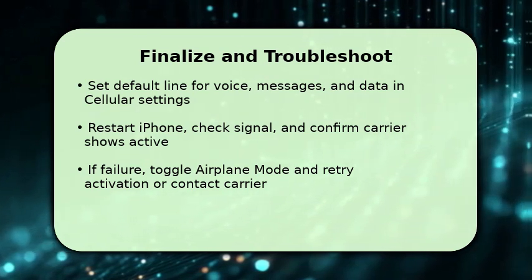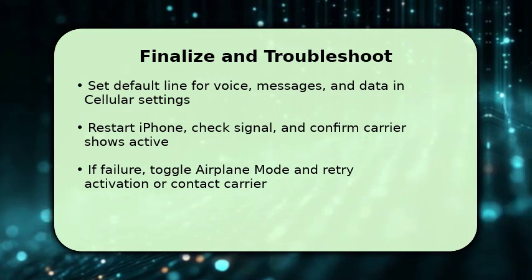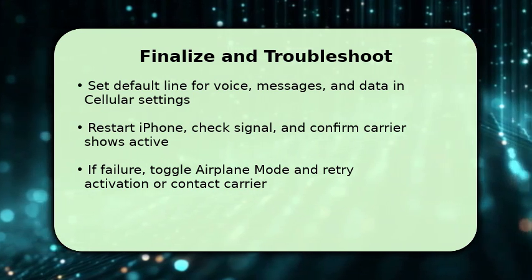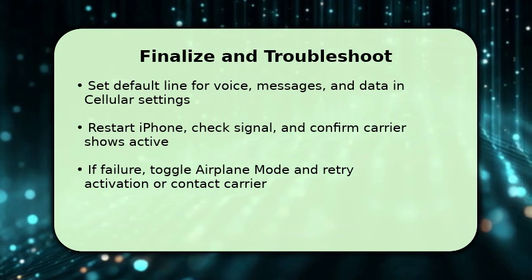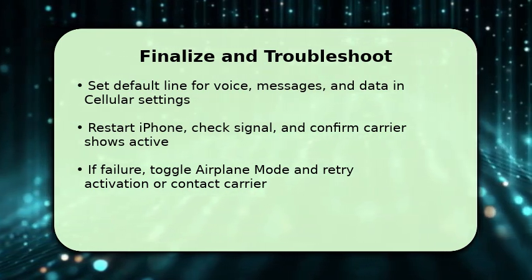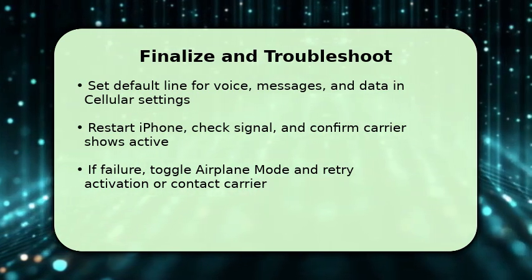Once the profile shows active, restart your iPhone and verify signal bars, and that calls succeed. If you don't see service, toggle airplane mode, wait 10 seconds, then retry activation. If that fails, remove the eSIM profile and re-add it or contact your carrier for a refresh. Keep your IMEI and activation info handy, because carriers often request them.